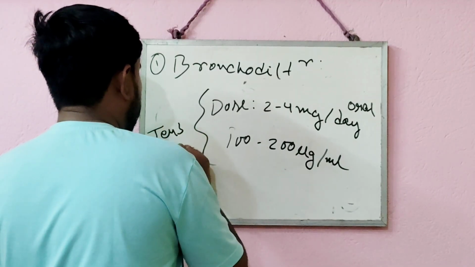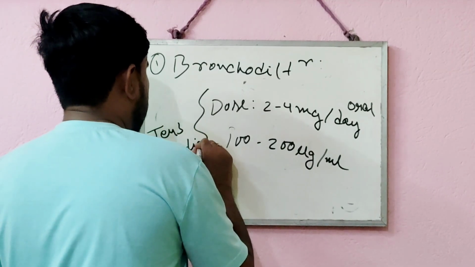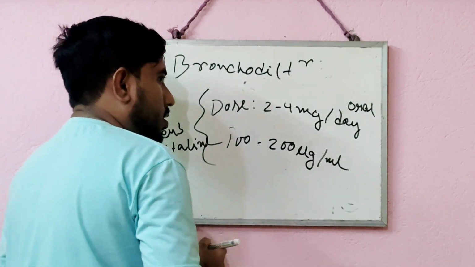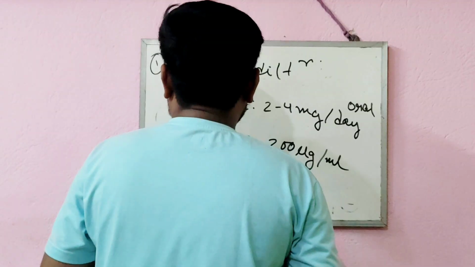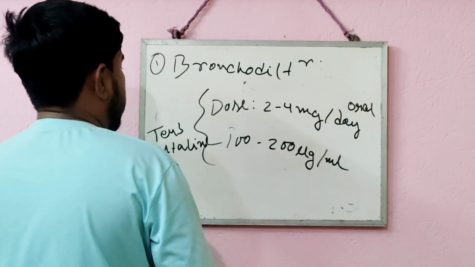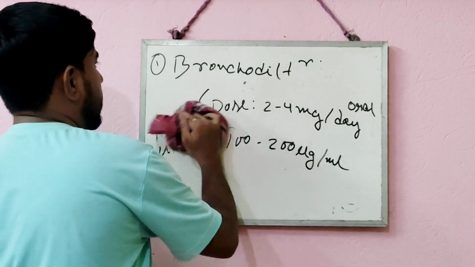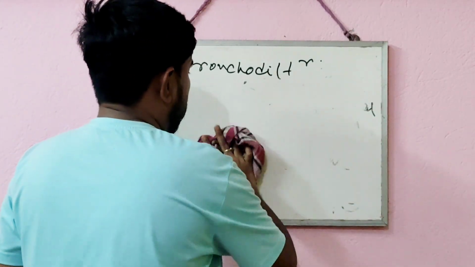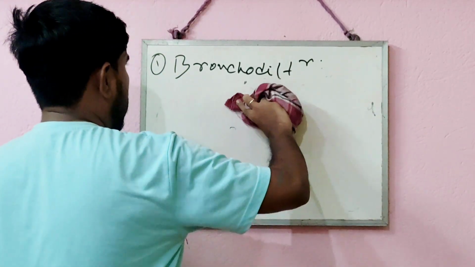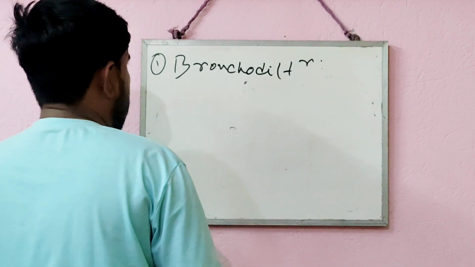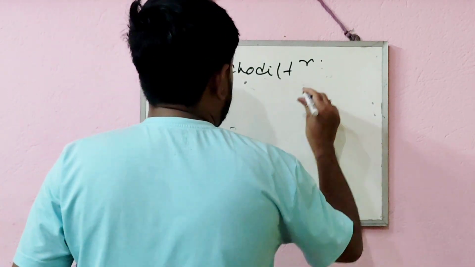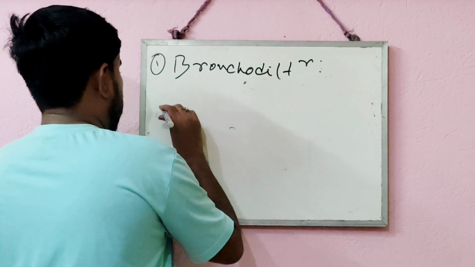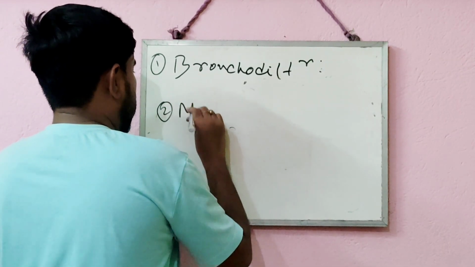Terbutaline is also the same. It is also going to show its action by binding with the beta 2 receptor and act as a beta sympathomimetic drug, and going to treat bronchial asthma by dilating bronchial smooth muscle. Now we will study the second subclass of bronchodilator, that was methylxanthine.